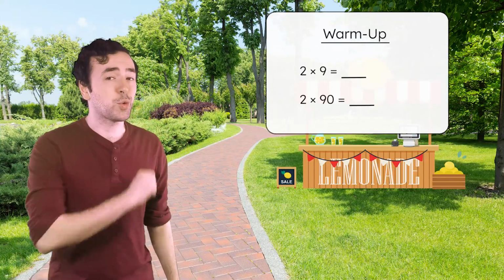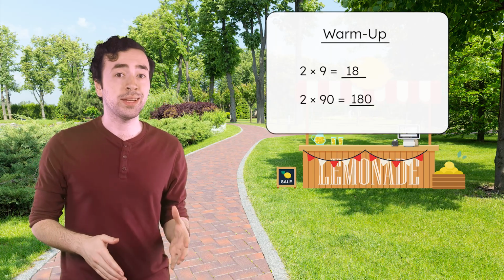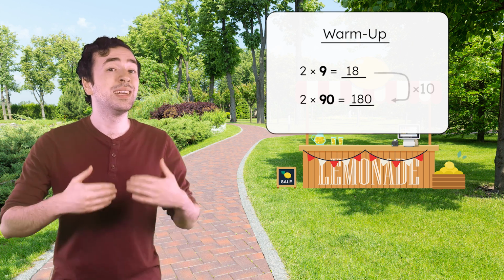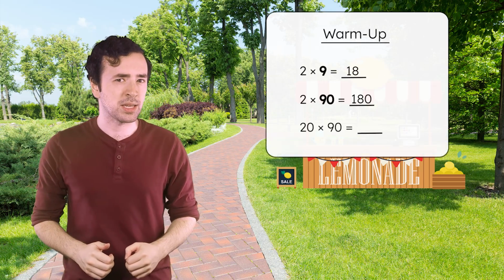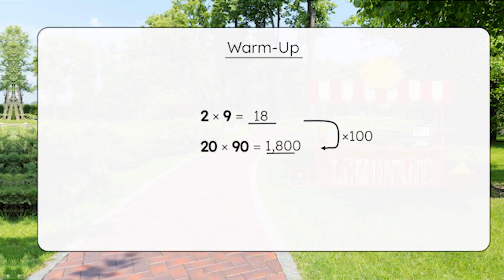Before we get into it, here's a quick warm-up. 2 times 9 equals 18, and 2 times 90 equals 180. That's because 90 is 10 times more than 9, so our answer needs to be 10 times more than 18. What do you think 20 times 90 equals? Notice how 20 is also 10 times greater than 2. This means we're multiplying by two amounts that are each 10 times greater. Since 10 times 10 equals 100, our answer needs to be 100 times greater than 18, or 1,800.